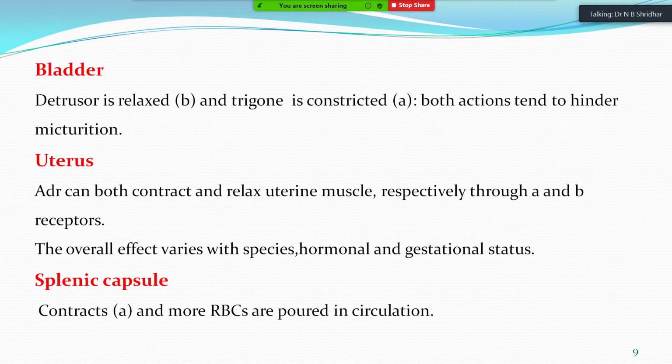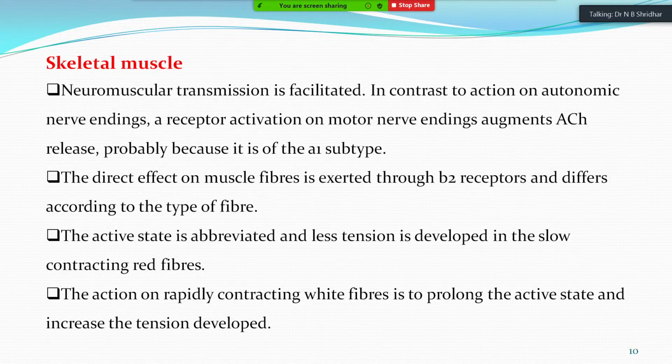So many things are there. But the splenic capsule contracts due to the alpha action, and more and more RBCs are poured into the circulation, because more and more RBCs are required for the increased circulation whenever there is a fight or flight reflex. Then the skeletal muscles.